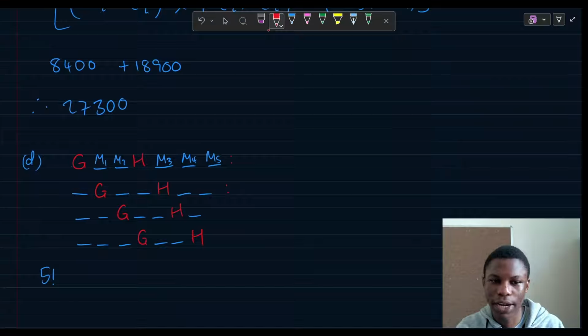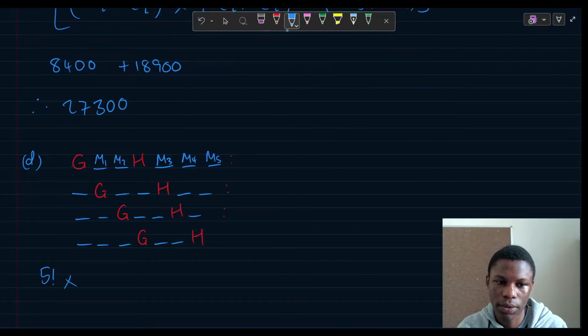Because in this scenario, assuming George and Harry are fixed in position, I'm just arranging 5 other letters. In this scenario, assuming George and Harry are fixed in this position, I'm just arranging 5 other letters, which is 5 factorial again. So we can just say that this is 5 factorial multiplied by the number of scenarios we have, right? So in this case, that's 1, 2, 3, 4. So 5 factorial multiplied by 4.